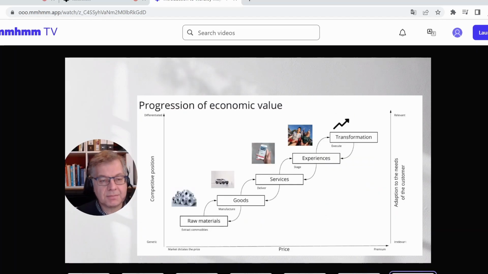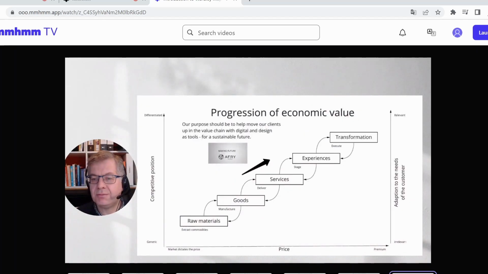You can also categorize offerings by their competitive position, from producing raw materials to producing goods to delivering services to creating experiences to executing transformation. So one way to look at this from the AFRY perspective is that I believe that our purpose then would be to help to move our customers upwards in this value chain with digital and design as tools for creating a sustainable future.